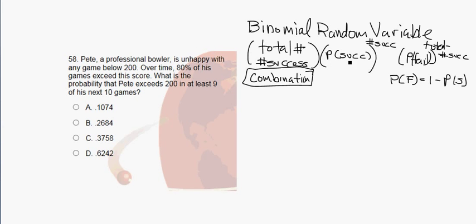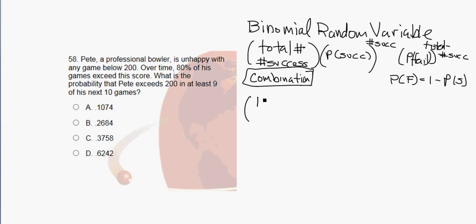0.8 is the probability that he scores over 200 when he's bowling, and then failure in any math situation is always 1 minus the probability of success. So success is 0.8, so 1 minus 0.8 will be 0.2. And then my exponent on the failure is 10 minus the total number of successes, and the total number of successes is 9. And then we'll do the calculation again for 10. So this is a combination right here, and then these are just some exponents. I'll also do it with the graphing calculator at the end.